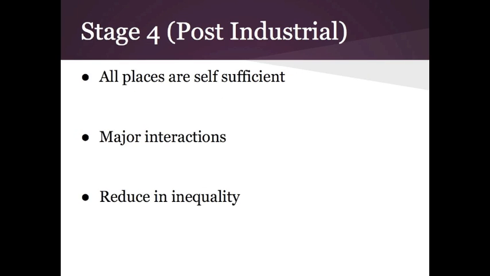The fourth or last stage is the post-industrial. All places are self-sufficient with major interaction between places, and there's a significantly reduced inequality with a higher interaction between places than the previous stages.